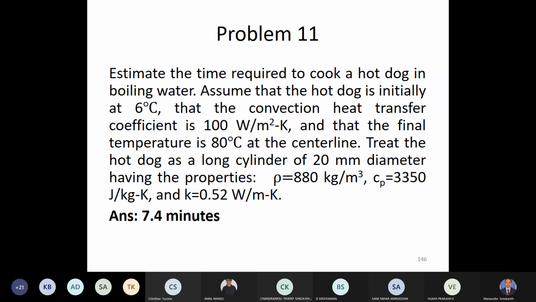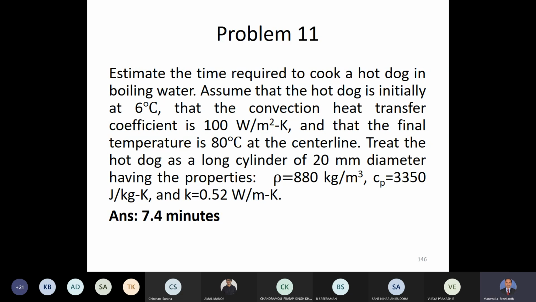So basically we are asked to find the time required to cook a hot dog. A similar question can be asked about cooking eggs. The hot dog is cooked in boiling water, and here we also cook an egg in boiling water. It's a similar approach, except that an egg is not exactly a sphere, but for the sake of analytical treatment, we approximate the egg as a sphere.